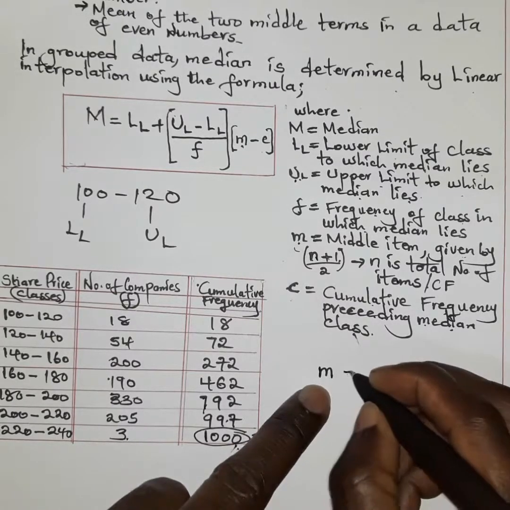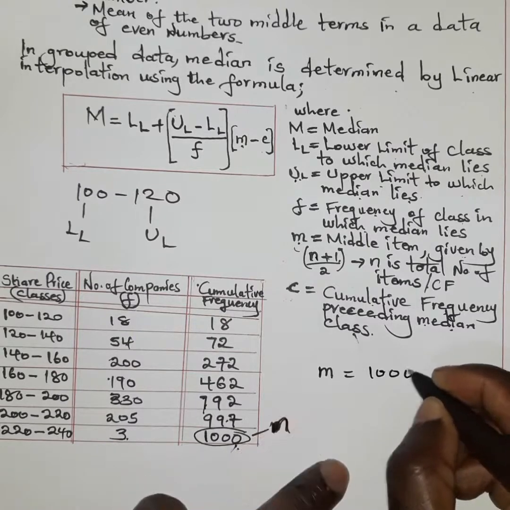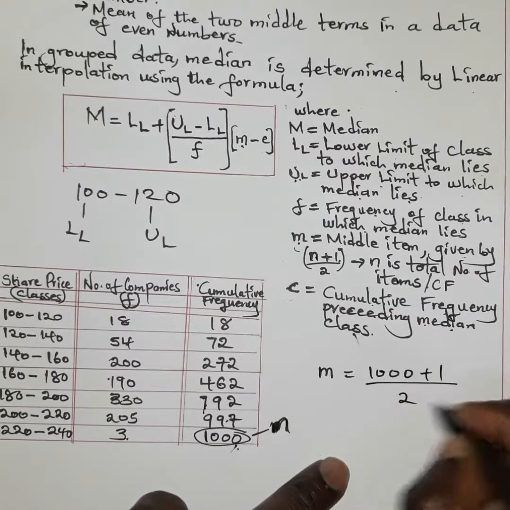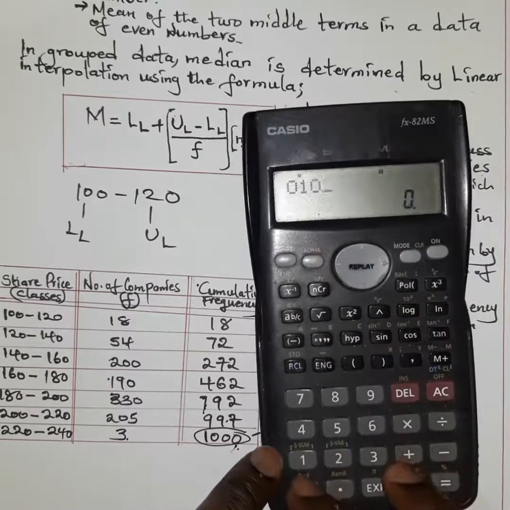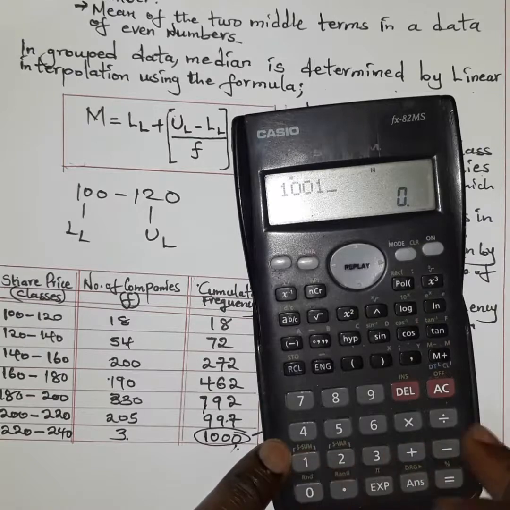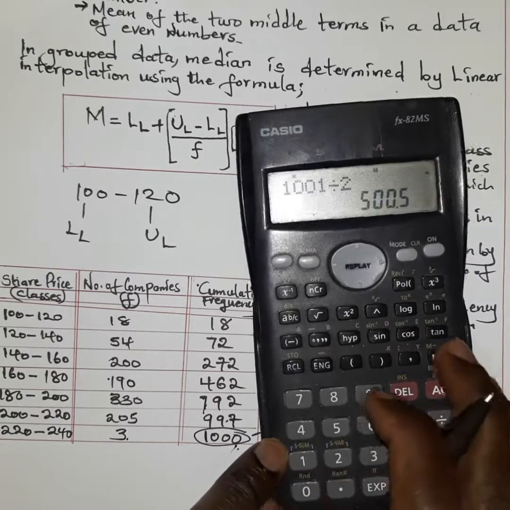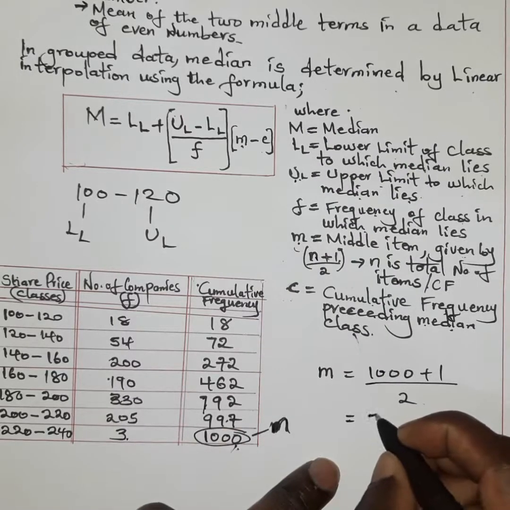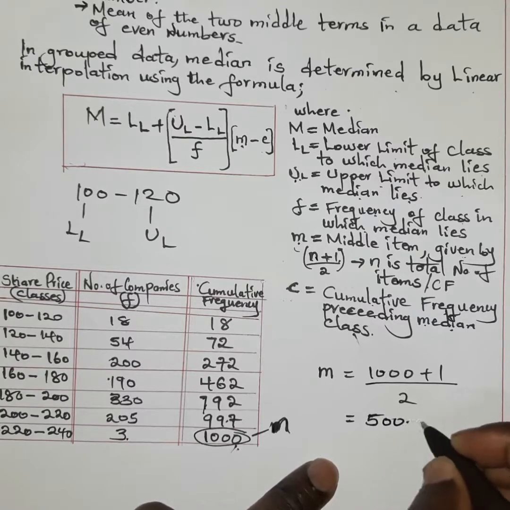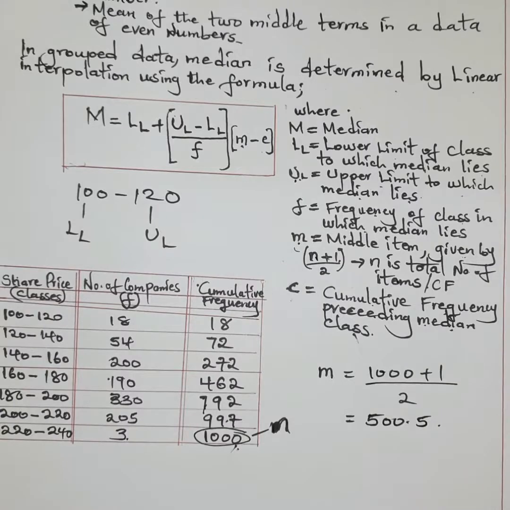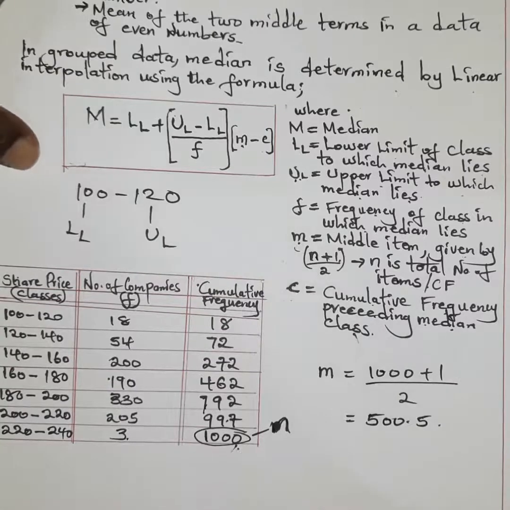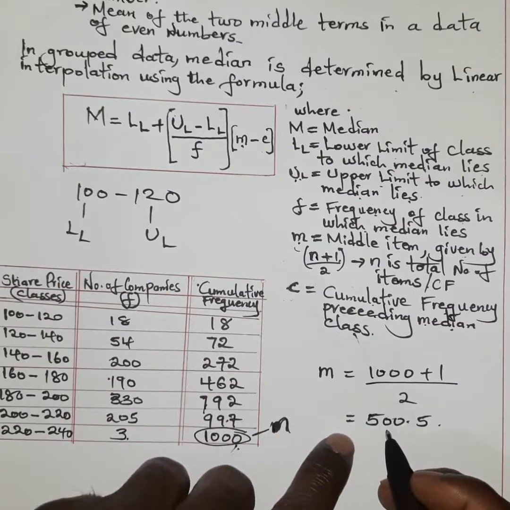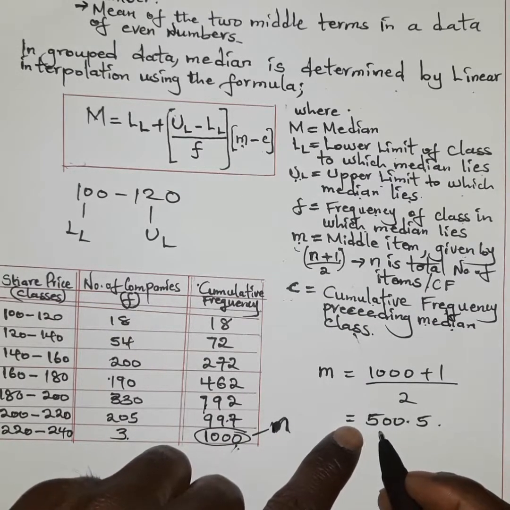So getting m should be equal to 1,000 plus 1 divided by 2. That is 1,001 divided by 2, and we get a value of 500.5. That is our small m. Now when you use this value, we are supposed to get the class in which the median lies.